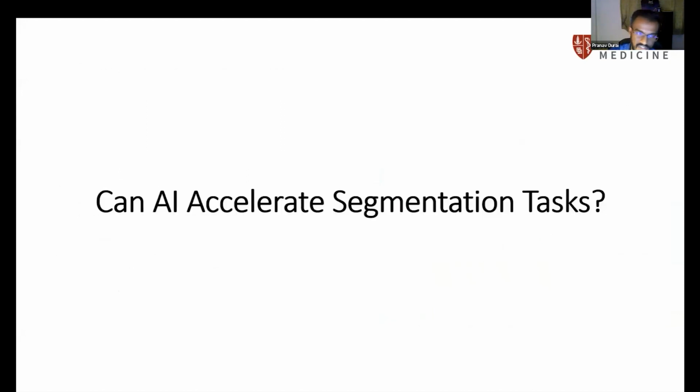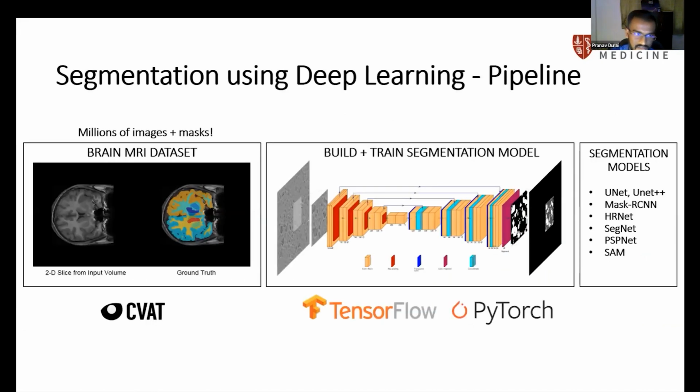So the question is, can AI accelerate segmentation tasks? It turns out it can. Let's look into a deep learning based approach, a small pipeline that might assist with this kind of problem. You can use a tool like CVAT to annotate 2D slices of some structure. Here we have a brain MRI data set, and the ground truth masks have been made using the CVAT tool. This is done manually by an annotator who already has medical knowledge of what these structures are.